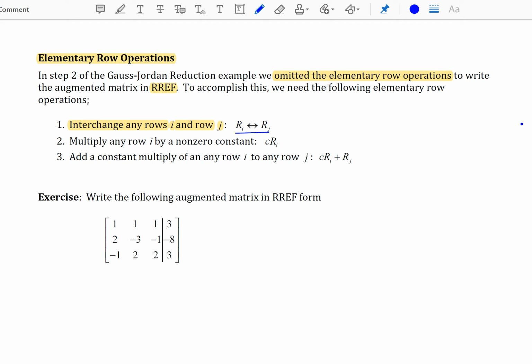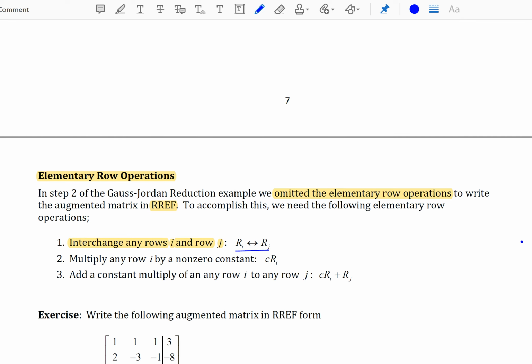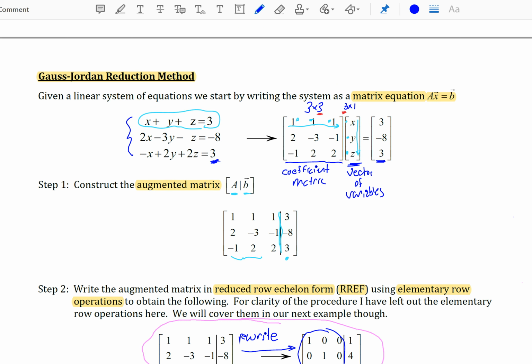Now, this should make sense why I should be able to do this. If I look back at our original system of equations, what I'm really doing is just changing the order in which I wrote this system of equations. Maybe you're going to write the system of equations as 2x minus 3y minus z equals -8. x plus y plus z equals 3. -x plus 2y plus 2z equals 3. Whoever said that this equation had to be the first equation, and this one had to be the second? The order that you wrote your three equations could have been arbitrary. So we're just changing the order when we switch two rows.